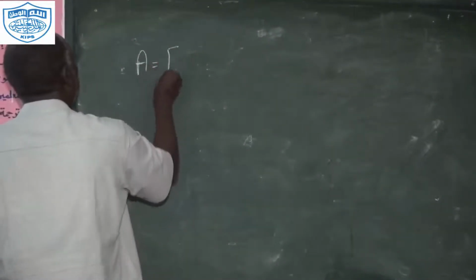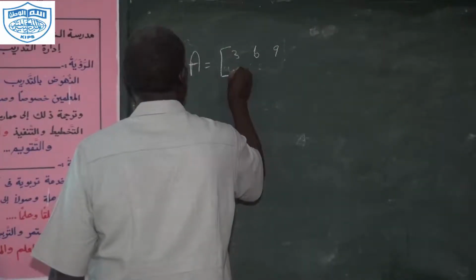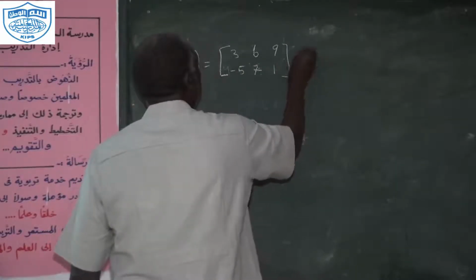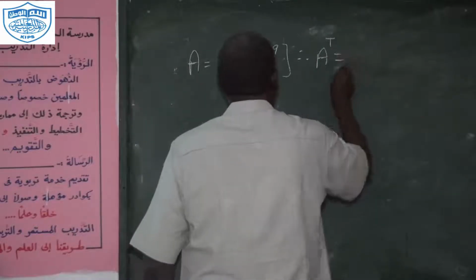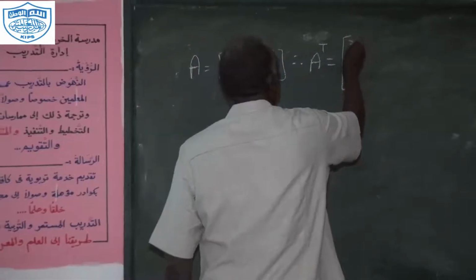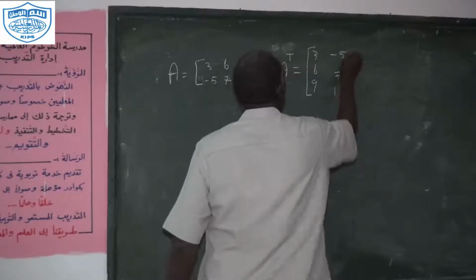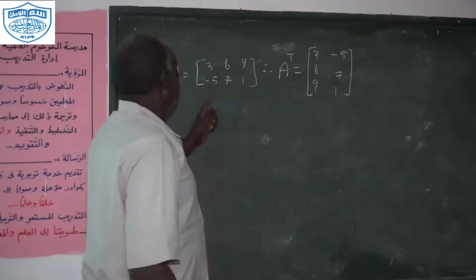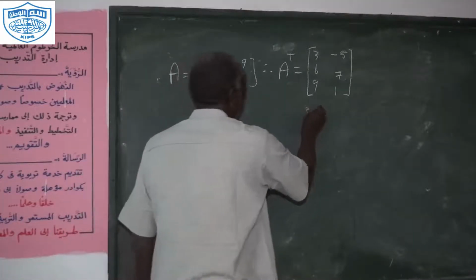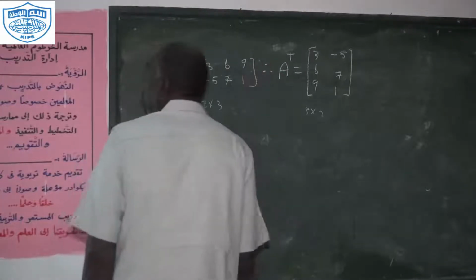Matrix A equals 3, 6, 9, negative 5, 7, 1. Therefore, A transpose equals, change it. This row became a column: 3, 6, 9. Here negative 5, 7, 1. This dimension is 2 by 3, the dimension of this is 3 by 2. So A does not equal A transpose. So this is not a symmetrical matrix.